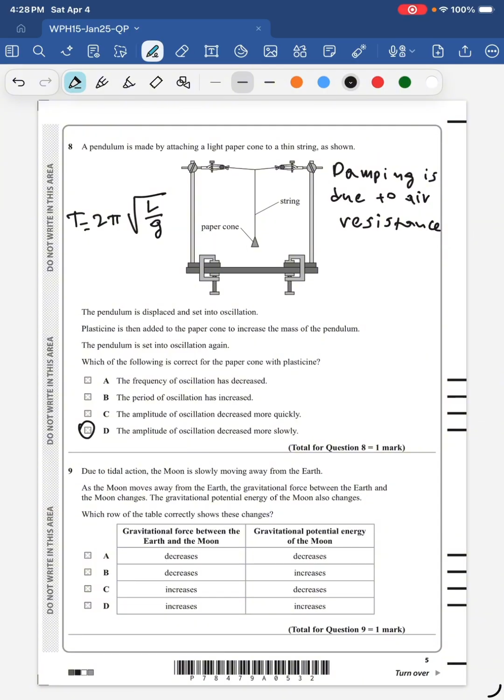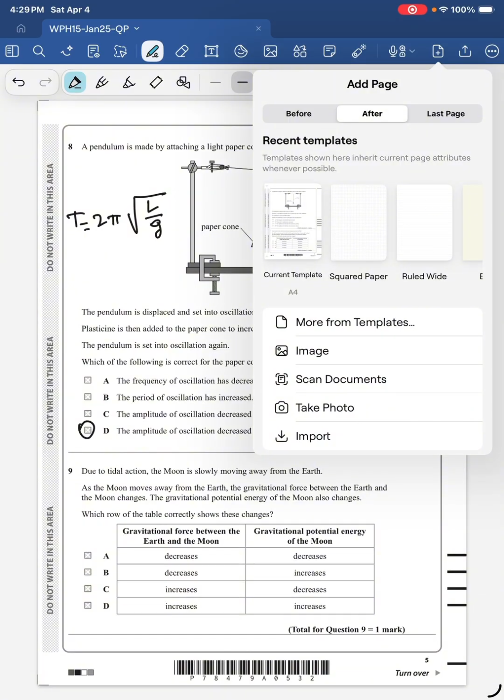Due to tidal action, the moon is slowly moving away from the Earth. As the moon moves away from the Earth, the gravitational force between the Earth and the moon changes. The gravitational potential energy of the moon also changes. Which of the table correctly shows these changes? Okay, so let us write down the formulas actually.